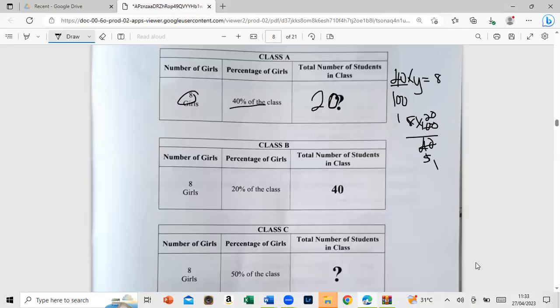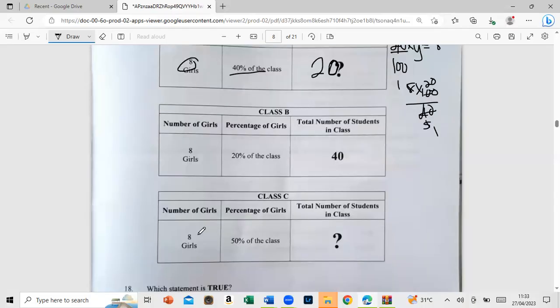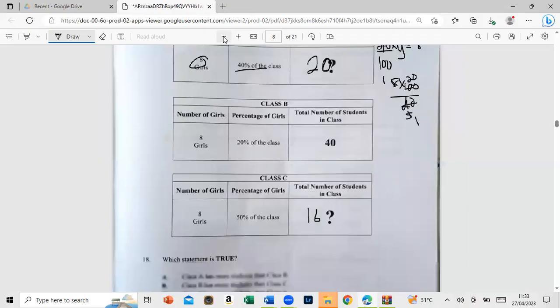I'm going to work out this one. This one says now 20% of the class. All right, 8 girls. 8 girls, 50% of them are girls. So that means we have a total of 16 in this. So let us see which is true based on the statement. All right, so work it out first.